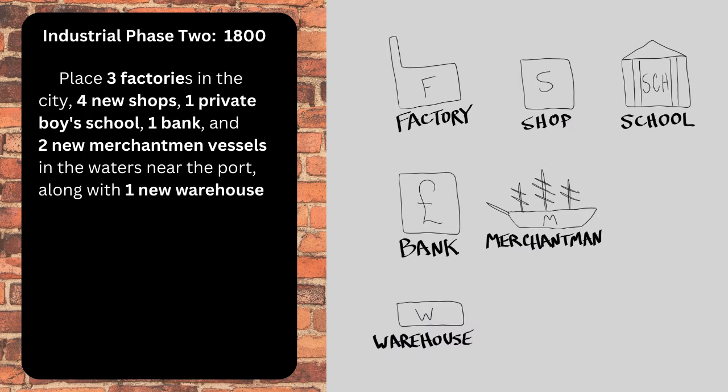Place three factories in the city. Four new shops, a private boys' school, a bank, and two new merchantmen vessels in the waters near the port, along with a new warehouse.